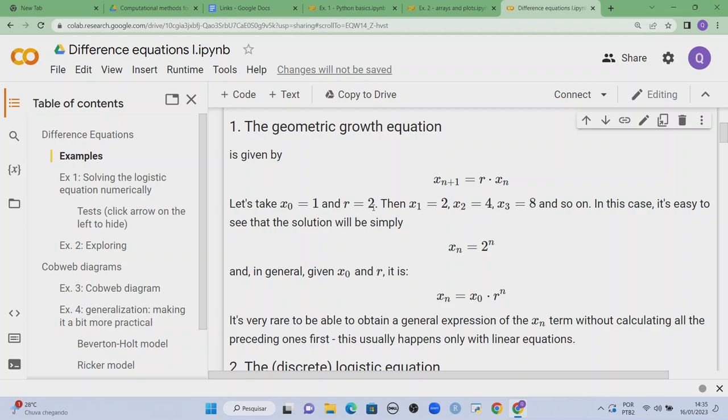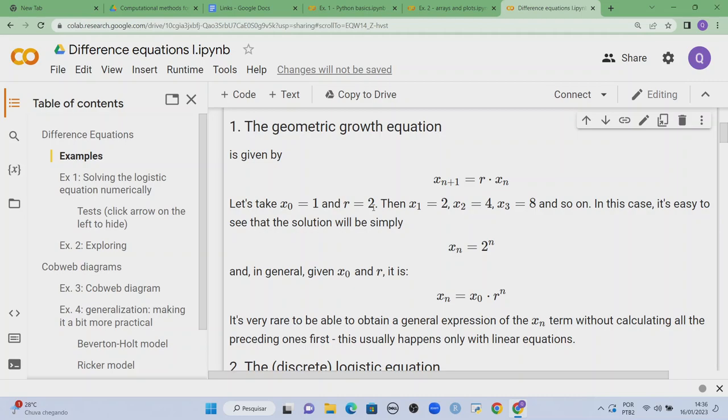Easy, right? And in general, since this is a linear equation, we can solve it for any value of x at zero and any value of r: it's just x0 times r to the power of n. This is exponential growth, or geometric growth. Do you remember the geometric progression from high school? With an expression for any value of xn, if I want to calculate x20, I don't have to go step by step. I can go directly and say x20 is 2 to the 20. I don't have to go over all the 19 previous steps. But this is very, very rare, okay?